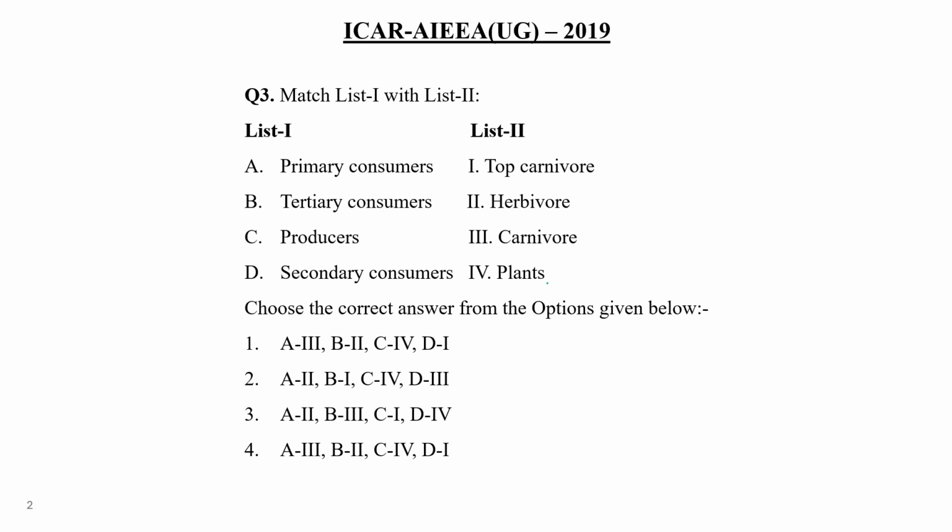Next is match list 1 and list 2. List 1 has types of consumers like primary consumer, tertiary consumer, producer, secondary consumer, and list 2 has top carnivore, herbivore, carnivore, plants. So producer, obviously plants. So C belongs to 4th choice. Then primary consumers, herbivore, A with second. Secondary consumer, carnivore, so I can write 3 over here. And then tertiary consumer, obviously top carnivore. So A with 2, B with 1, C with 4, and D with 3. Choice number 2 would be the correct answer. Clear? Now let's move to the next question.